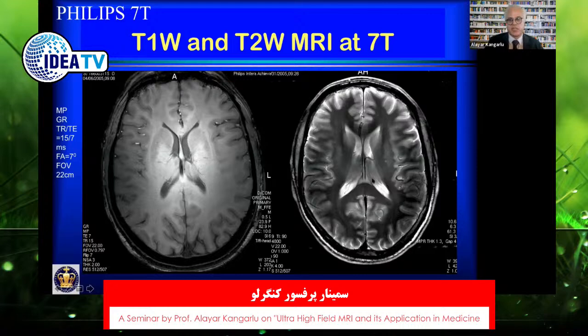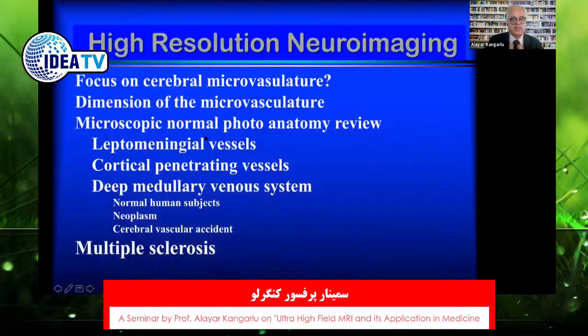T2 weighted image is less dielectric constant sensitive because of the fact that you actually will refocus all the inhomogeneities, because of the difference between the T2 weighted and the T1 weighted image. Nevertheless, the fact still remains that the gray matter white matter contrast is exquisite in both of these images at 7 Tesla.